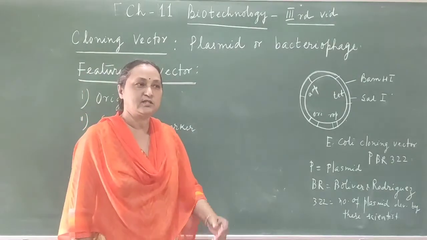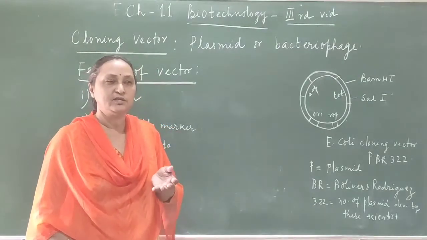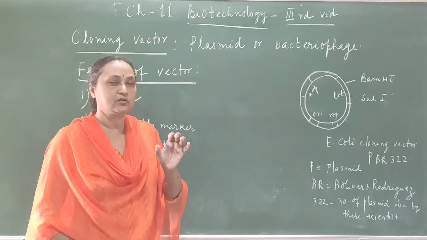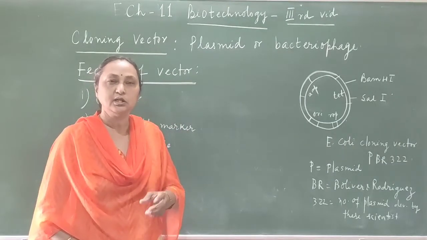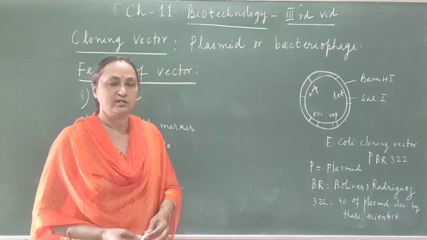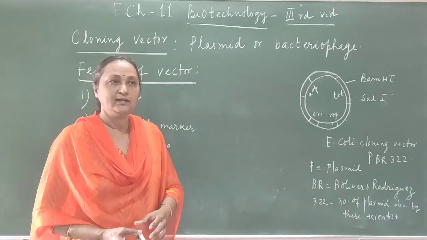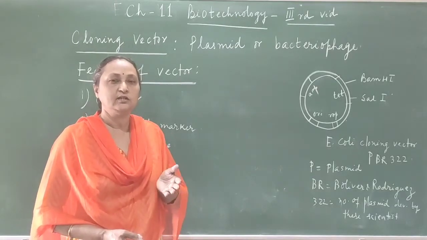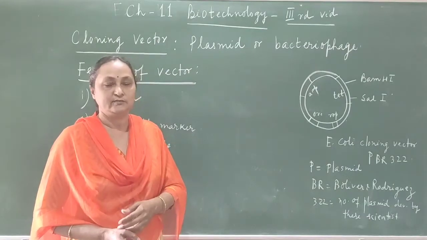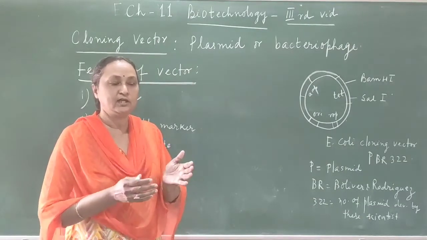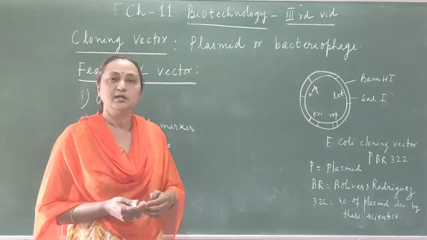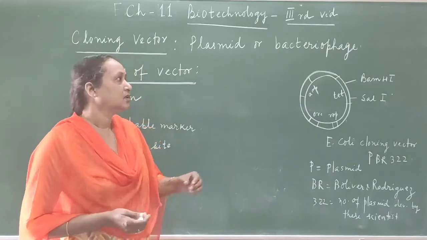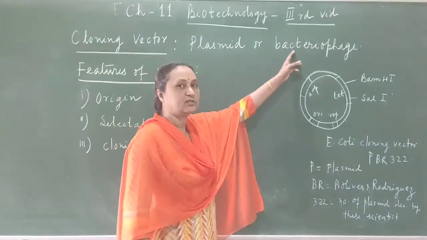Plasmid, yesterday I told you that plasmids are circular extra-chromosomal DNA which is present in the cytoplasm of E. coli or other organisms also. It is an autonomous unit, it can replicate itself. So if we are adding a foreign DNA, then when the plasmid or the vector is replicating, this foreign DNA will also replicate. What is bacteriophage?